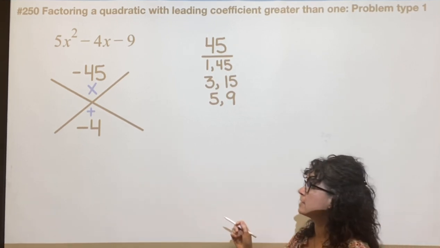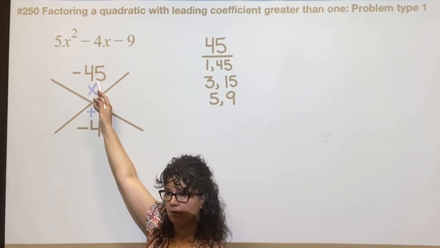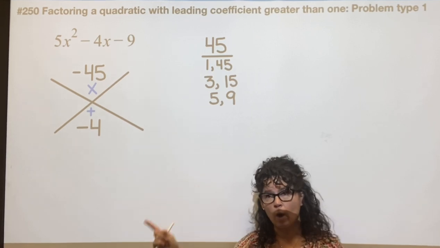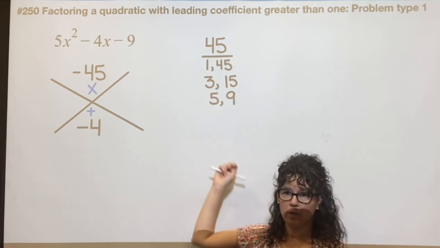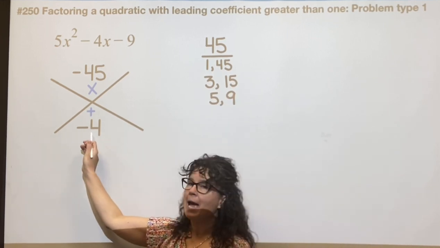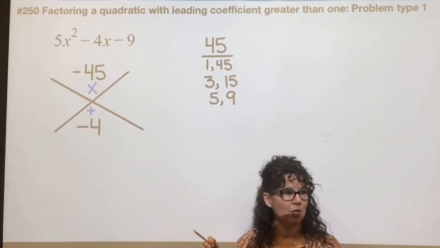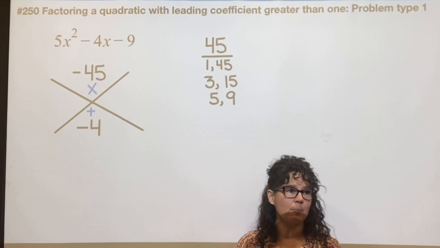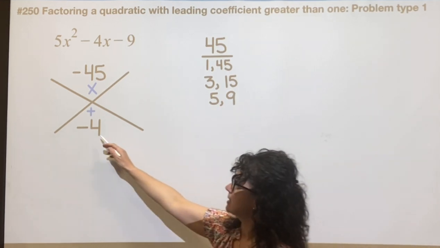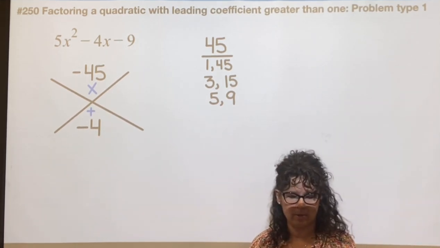Okay, so then let's revisit. We want a couple of numbers that multiply together to get negative 45. The only way that happens is if one number is positive and one number is negative. But when you add those two numbers together, you get negative 4. So if your answer after adding is a negative, the bigger number has to be negative. So one positive, one negative, and the bigger number negative. So which pair is going to help us get to 4? 5 and 9.